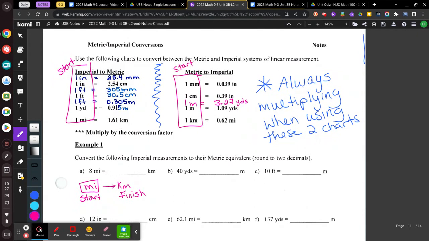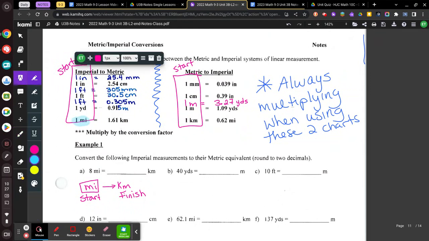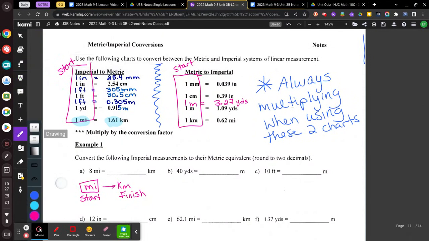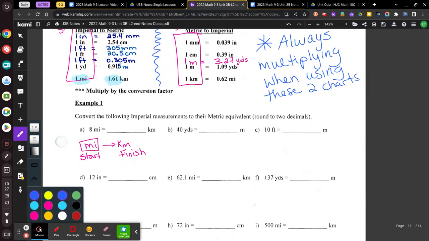So I have to find the one that has miles on the left. Which one has miles on the left? If I take a look, it's this one right here. So miles to kilometers. It tells me the number is 1.61. So that's the number I'm going to multiply by. So I'm going to take 8 times 1.61. And I got that number from the chart above.